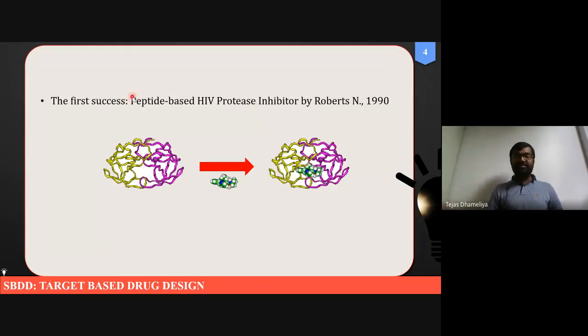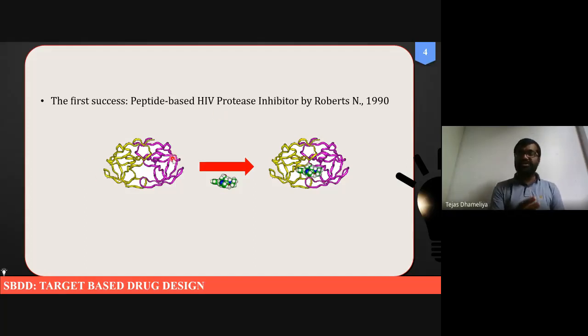It was made up of somehow amino acids, so that he could identify, not more than I will say 30 years ago, right? So 30 years ago, using this target-based drug design, Robert identified this HIV protease inhibitor. So what can be this target-based drug design?